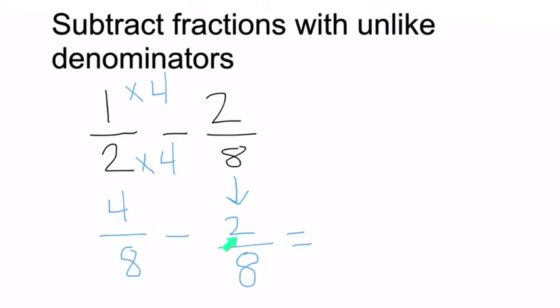4 minus 2 equals 2, and my denominator stays the same. I now have to determine if my fraction can be simplified. Since 2 is a factor of 8, and it's also a factor of itself, this fraction can be simplified. 2 divided by 2 equals 1, and 8 divided by 2 equals 4.